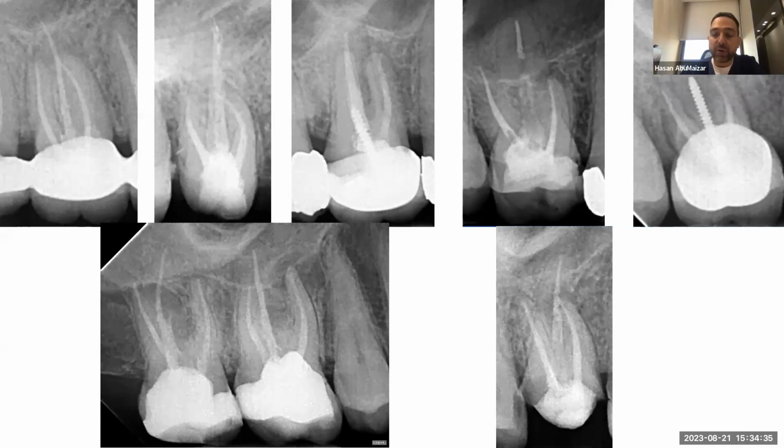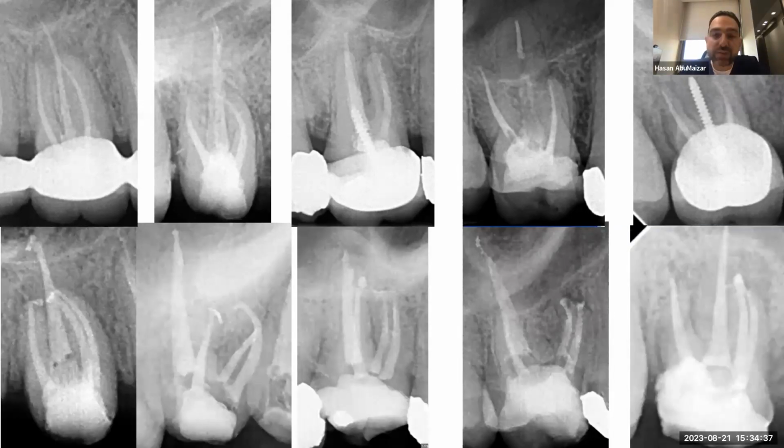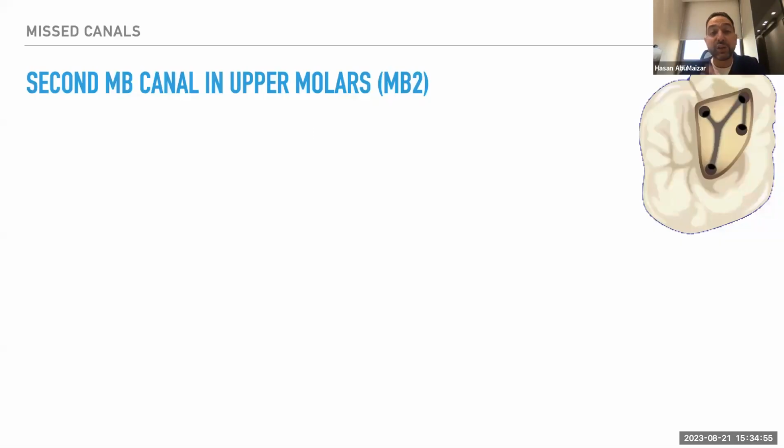Always look for it because mostly it's going to be there. And trust me, you don't need a microscope to find the mesobuccal 2. You don't need magnification to find it. You just need to believe that it's there, number one. And second thing is you need to check and to know where it is.